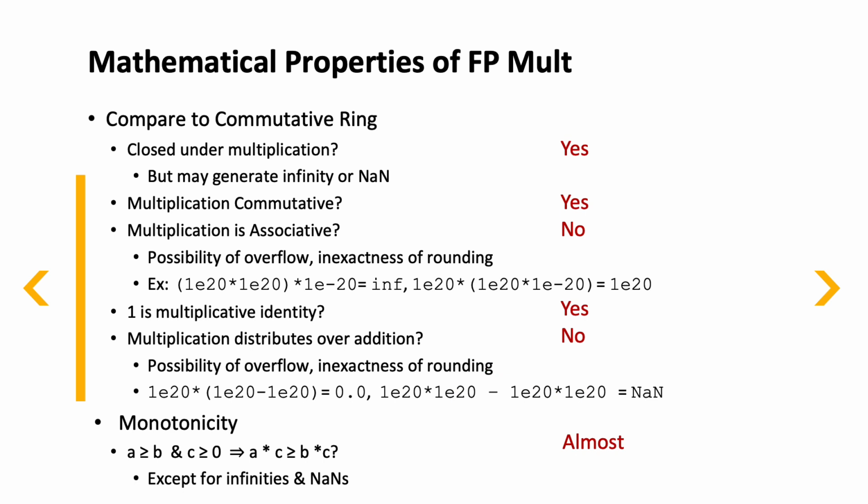And we can do the same kind of thing looking at properties of floating point multiplication. In this case, we compare it to a commutative ring. Is it closed under multiplication?